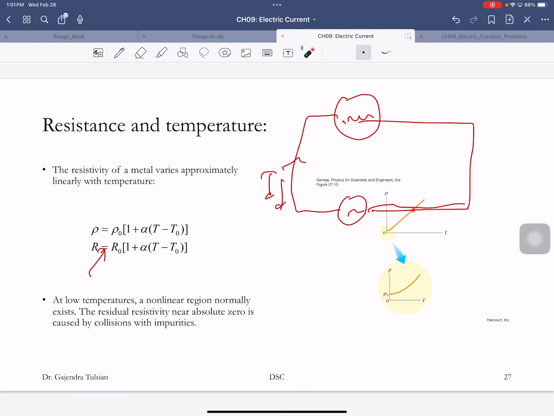Copper wire, on the other hand, as you increase the temperature, its resistance increases, not decreases. Its resistance increases and the current flows down.